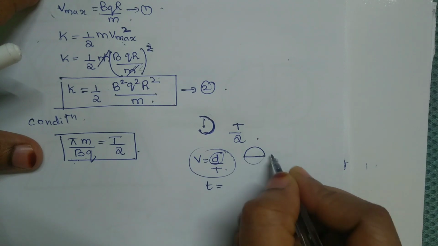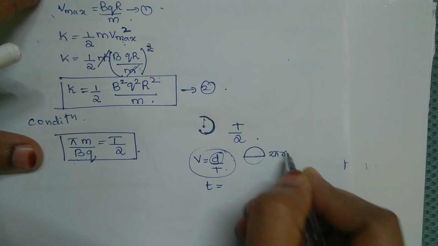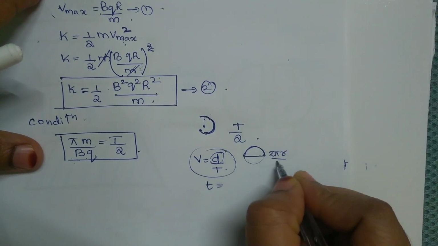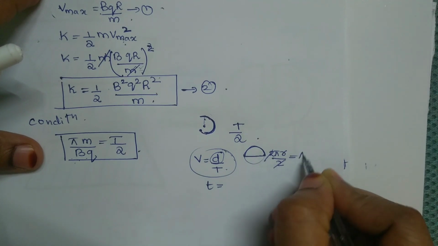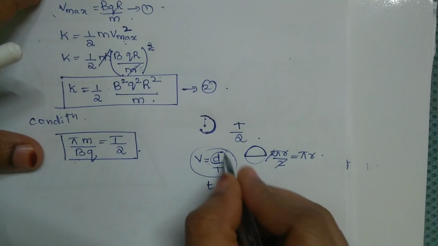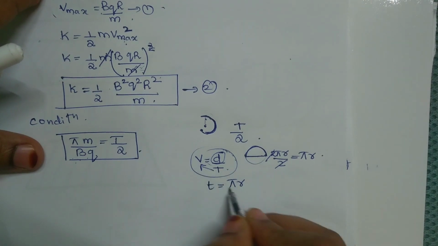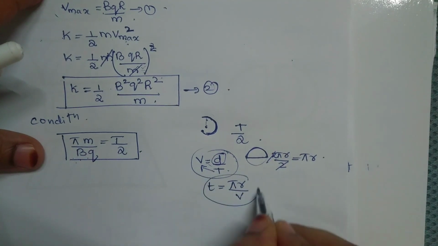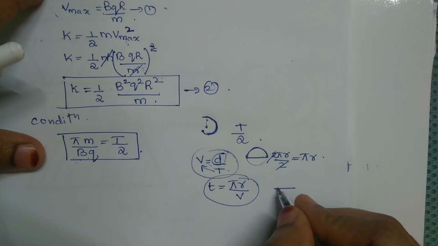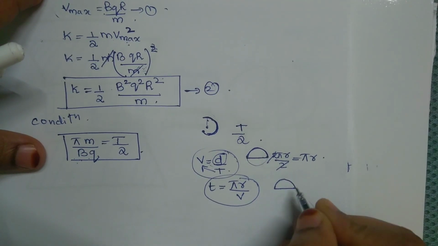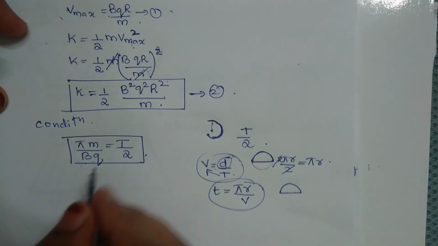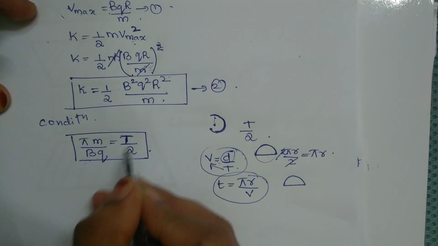If it is full, then it will be 2 pi r. If it is half of this, then it is half. So 2 will get cancelled, we get pi r. So therefore this d is pi r, and the velocity is v. So this is the time taken to travel in that semicircular orbit, which is equal to half of the time period.